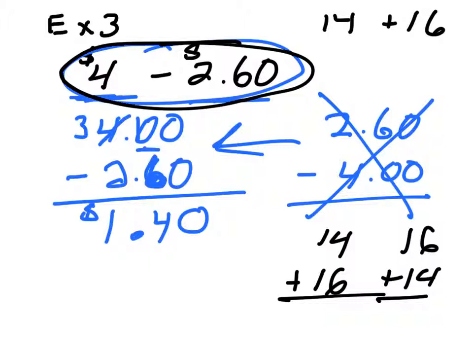And that's just kind of a brief explanation of adding and subtracting whole numbers and money. So just be careful with the decimal points. Make sure your place values are lined up.